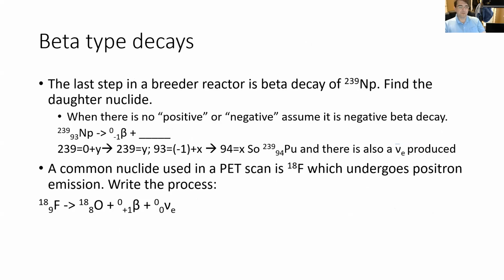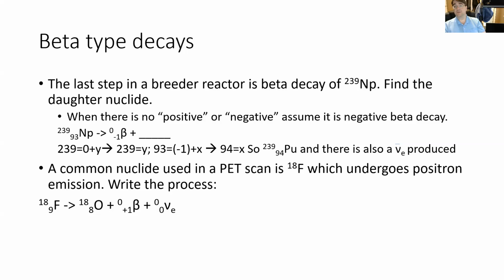We'll take a look at some examples of beta decays. The last step in a breeder reaction will be beta decay of neptunium-239. We'll find the daughter nuclide. When I say beta decay, you can assume it's negative beta decay, so it's kicking out an electron. Now, I want to make sure, because there's something else we'll see a little later that involves electrons that actually are there, this is an electron that did not exist before. This is a brand new electron that's produced whenever we have beta decay.